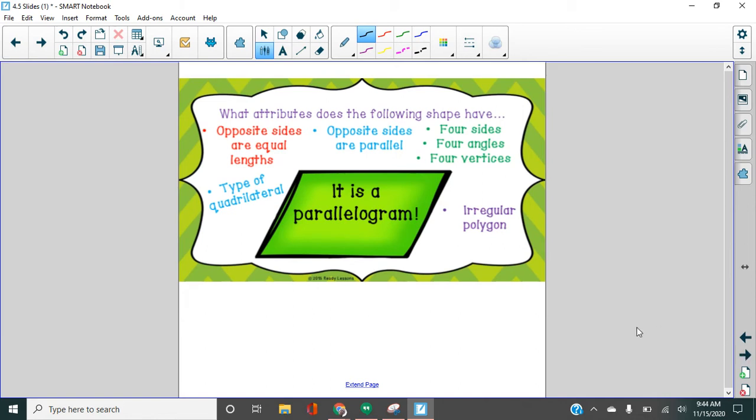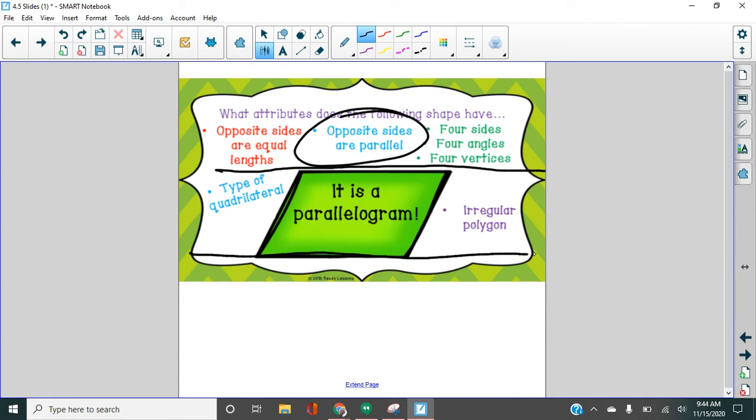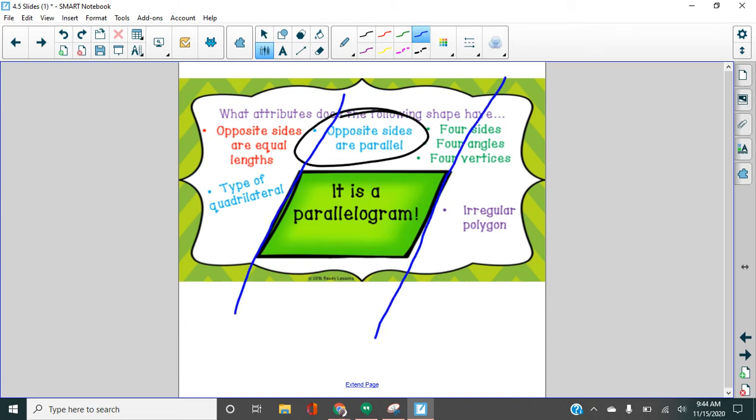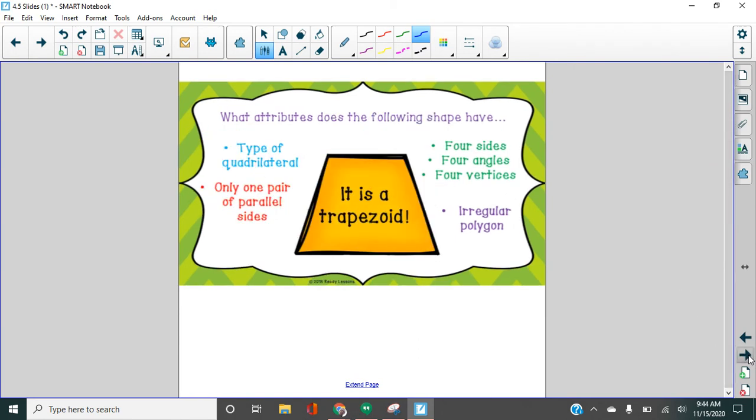What about a parallelogram? A parallelogram has opposite sides that are parallel. Okay, this is the key term here, meaning that this side and this side, see how they're parallel, go the same direction, and this side and this side are parallel, right? The top and the bottom are parallel, as are the two sides. Now, do we have some other parallelograms? Yes, we do. Squares and rectangles and rhombuses are also parallelograms.